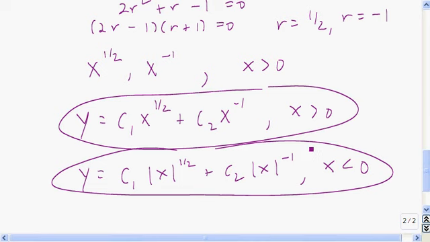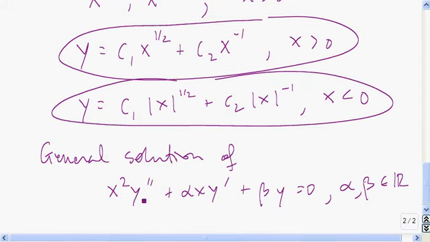All right, let me give you the general results here in a second. We get them the same way, using the same idea as how we got the general solutions for the constant coefficient case a while back. I'm going to talk about the general solution of x squared y double prime plus alpha x y prime plus beta y equals 0, where alpha and beta are real numbers.